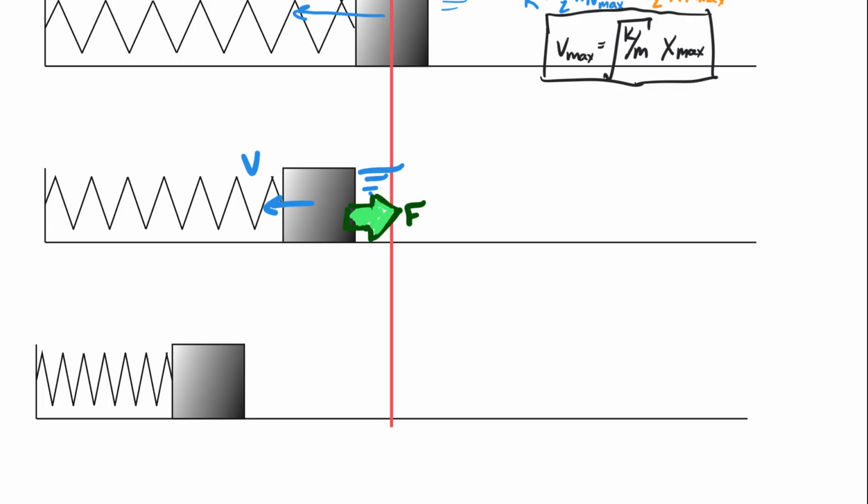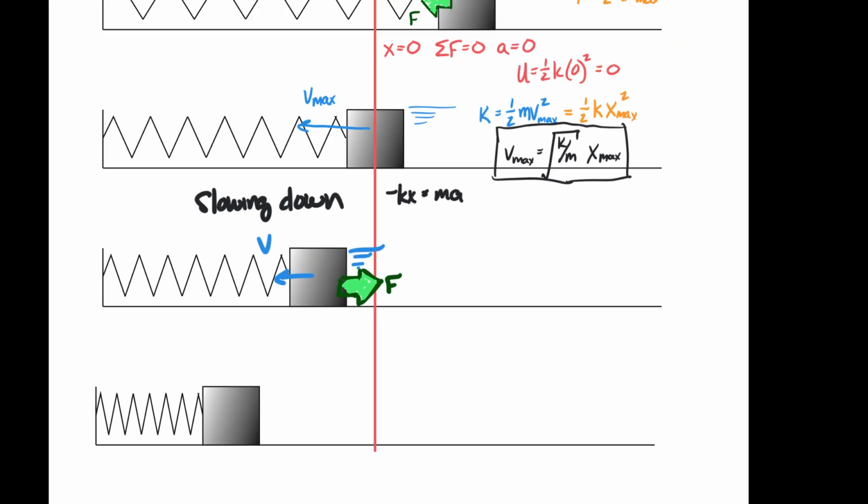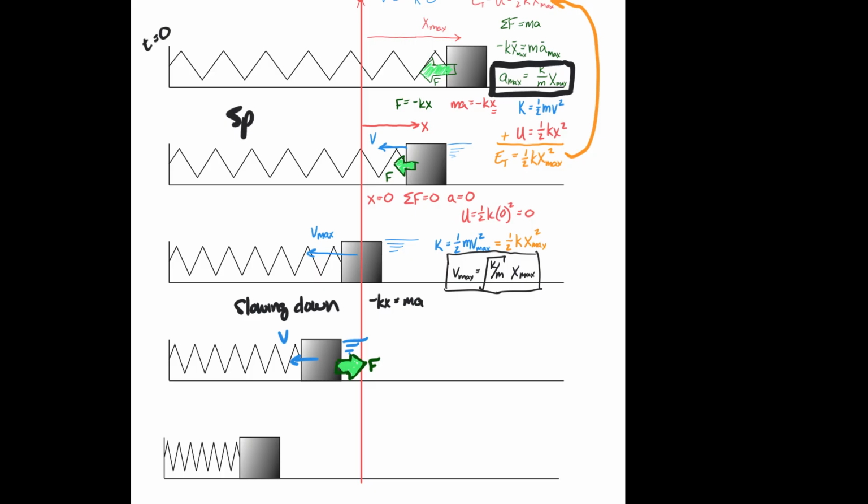So although this is still true, minus kx equals ma, the x is now on the other side, so the a is now in the other direction. Now that we've moved to the left, the acceleration is to the right. But the object's still moving to the left, so this acceleration is going to be slowing it down. Up here, this whole other part, it was speeding up. Now it's slowing down.